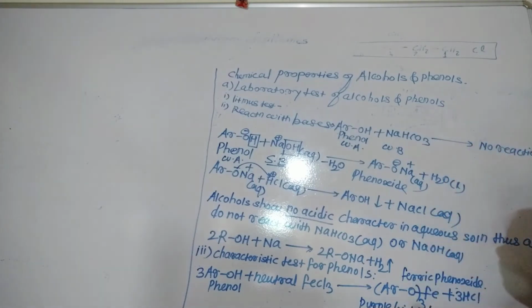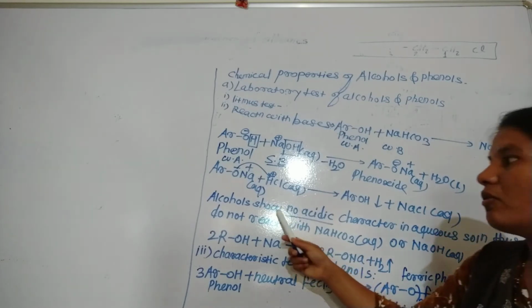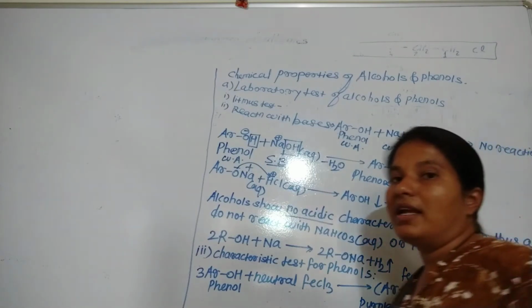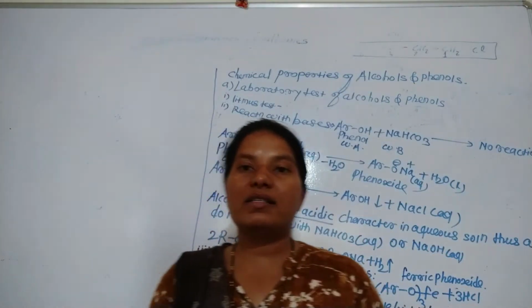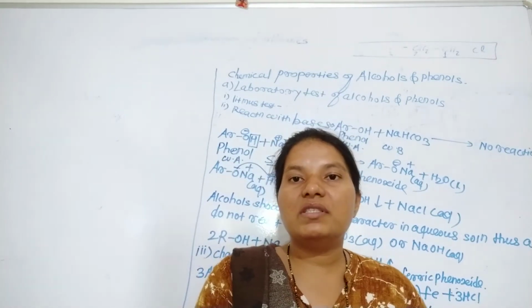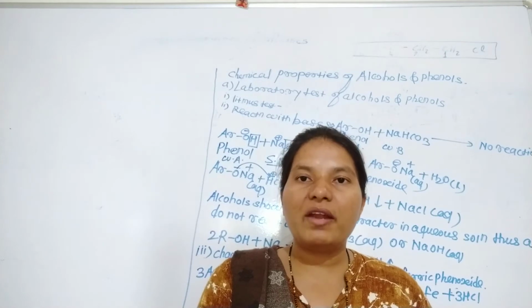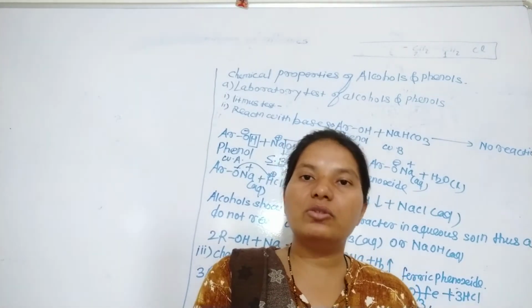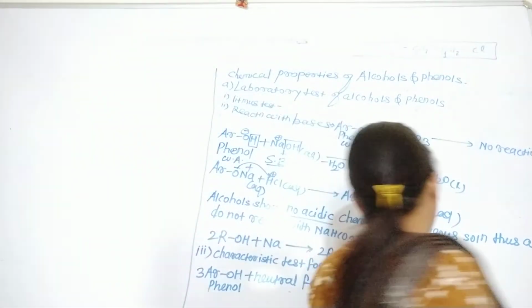Alcohol shows no acidic character in aqueous solution. Thus, alcohol does not react with sodium bicarbonate or sodium hydroxide. That means when alcohol is in aqueous solution, it does not show any acidic character. It does not react with any base, that is, it is neutral in an aqueous solution.